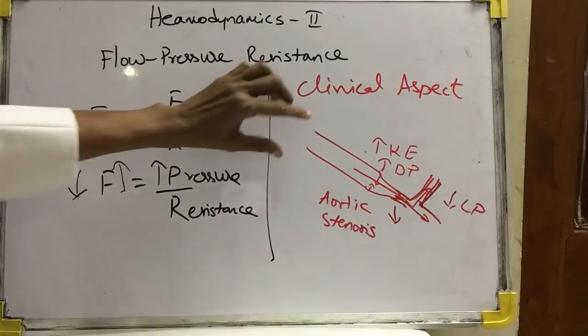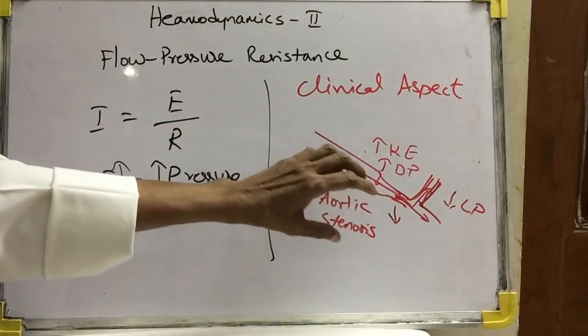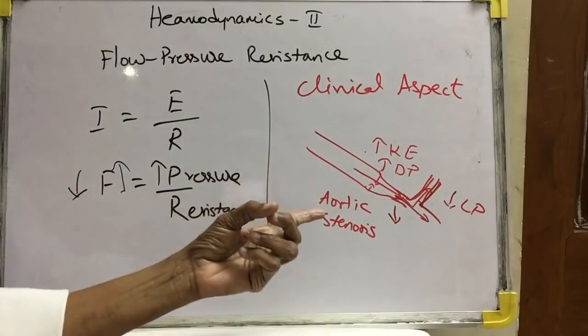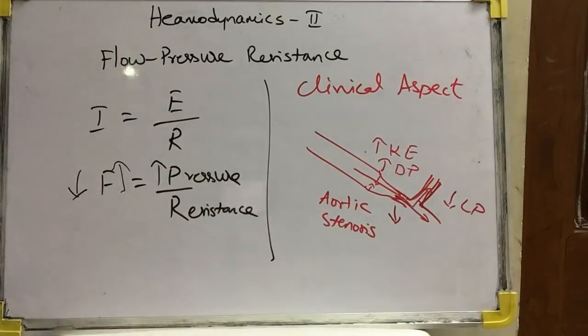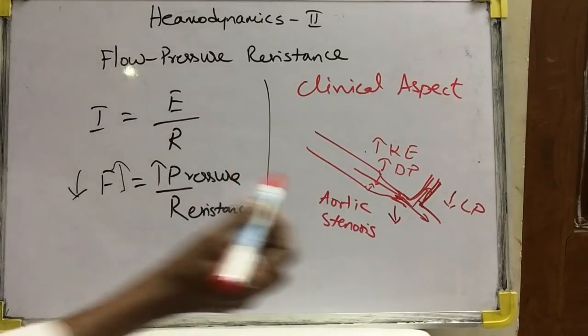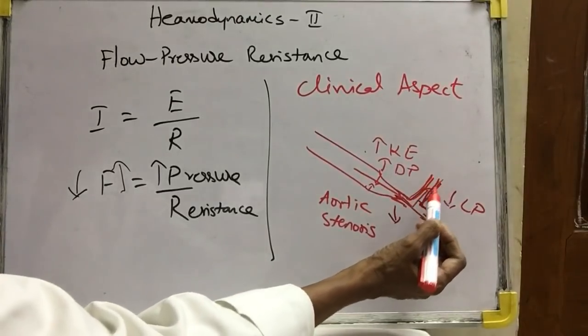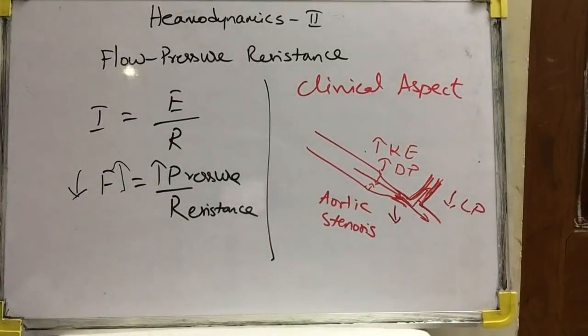See here, aortic stenosis. Because of the stenosis in the aorta, the flow is increased. If the flow is increased, what is happening to the dynamic pressure? It is increasing. And to compensate for this increase in the dynamic pressure, the lateral pressure will decrease. At right angle to this aorta, there is the coronary artery. So since the lateral pressure is decreasing, the coronary artery will get less amount of blood.